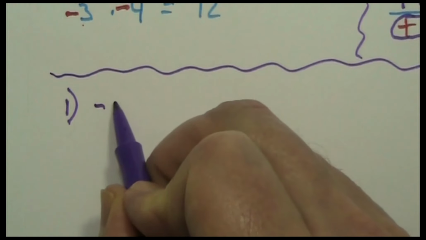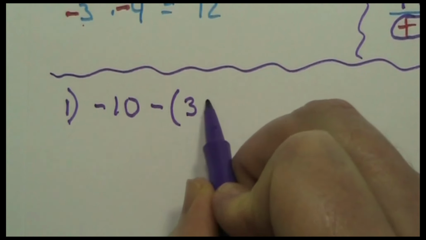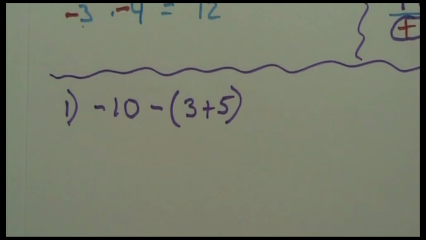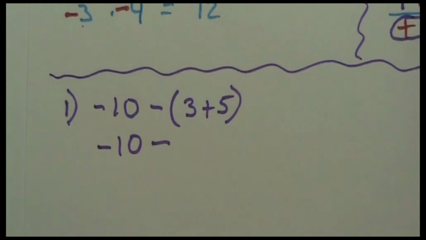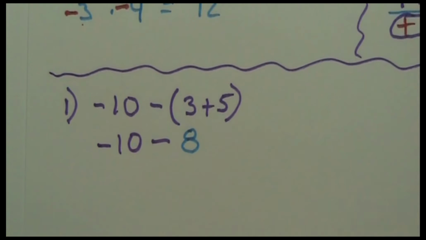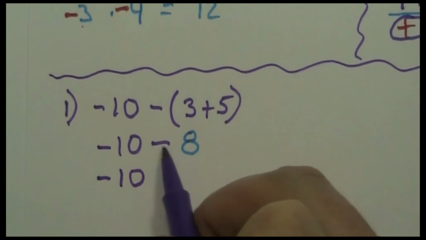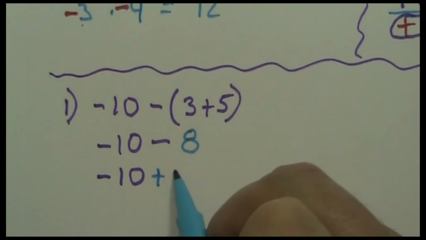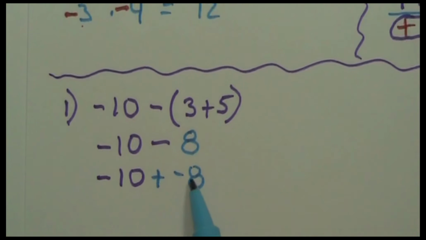Our first example is negative 10 minus the quantity 3 plus 5. So that's the same thing as negative 10 minus 3 plus 5 is 8. And if I rewrite this, that's the same thing as negative 10, remember, minus 8 is the same thing as adding negative 8. So you can think of them as the same. Minus 8 and negative 8 are the same.